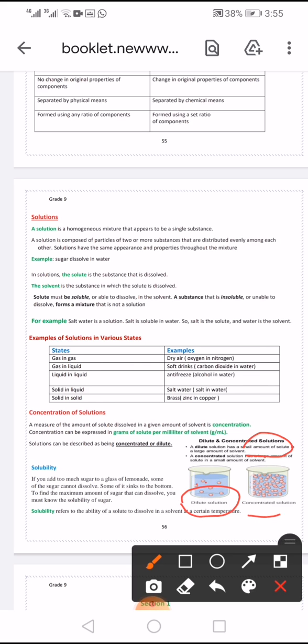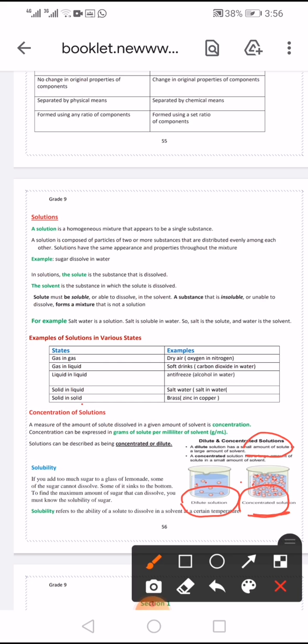While a concentrated solution has a large amount of solute in a small amount of solvent. Look, in the concentrated solution there are many particles of solute inside and a small amount of solvent. This is called a concentrated solution. So in a concentrated solution, the amount of solute is more than the amount of solvent, while in a diluted solution the amount of solute is less than the amount of solvent.